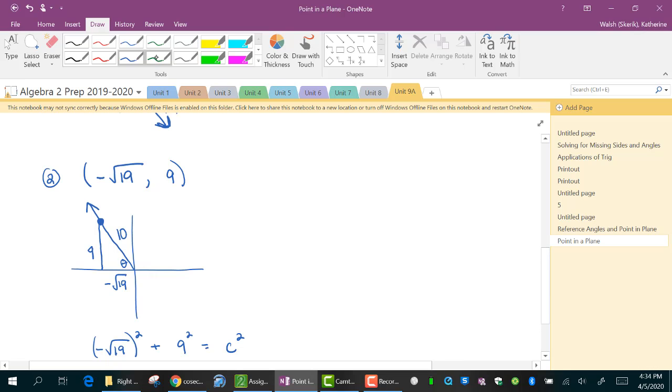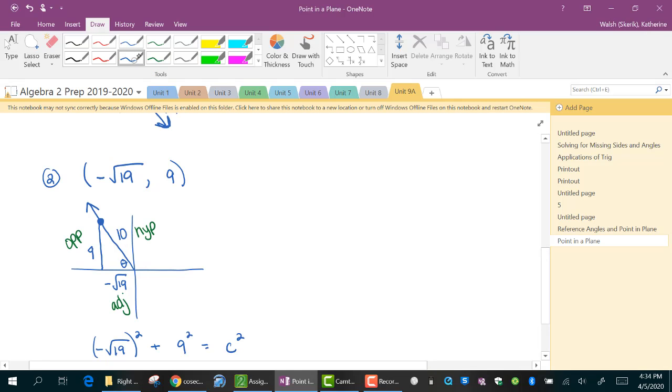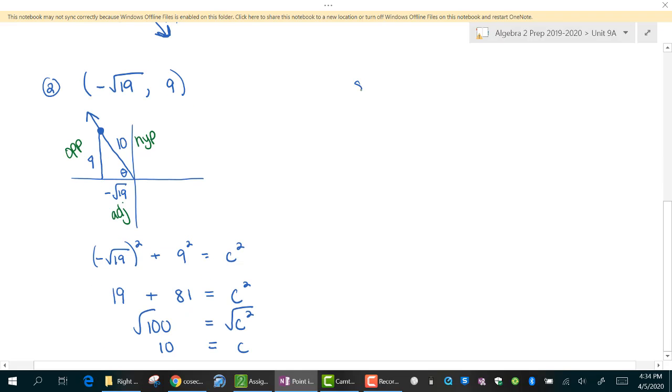And then this time I might actually grab another color here. So across from my angle is the opposite side. My hypotenuse is always across from that right angle, or the longest side, and then I'm left with my adjacent side. So again, we want to come up with sine, cosine, tangent, and then all of our reciprocal functions. So we have cosecant, secant, and cotangent.